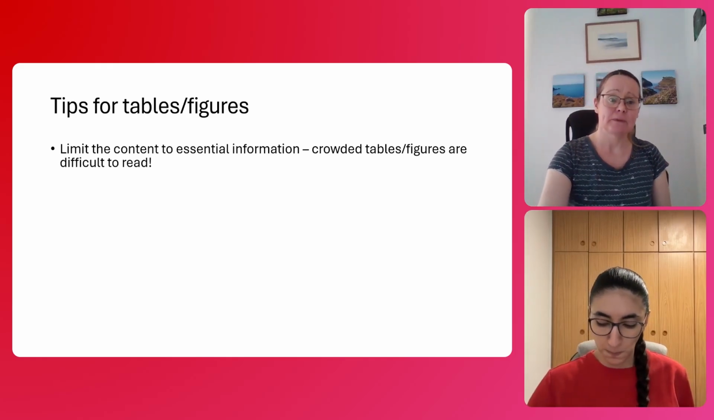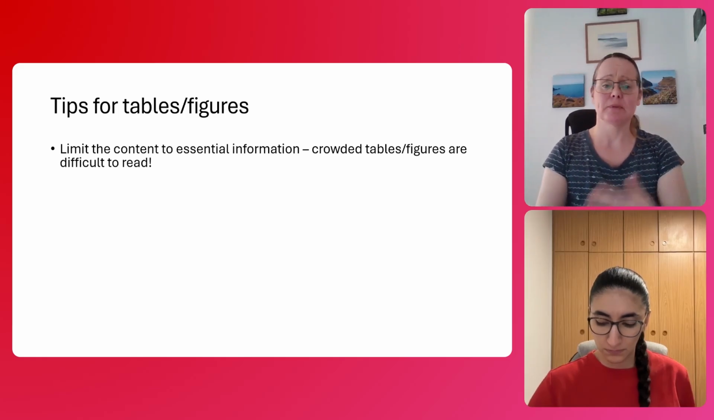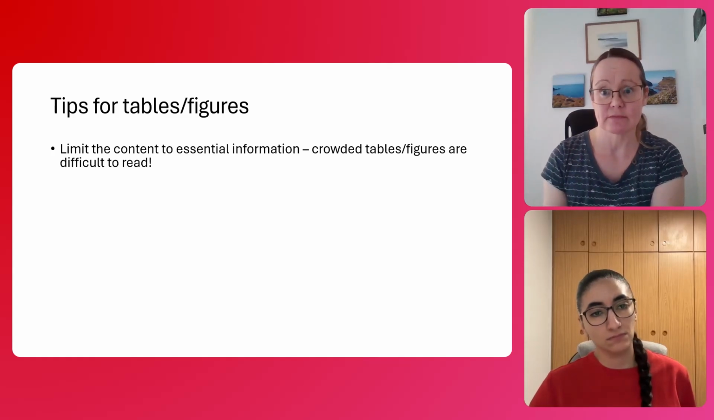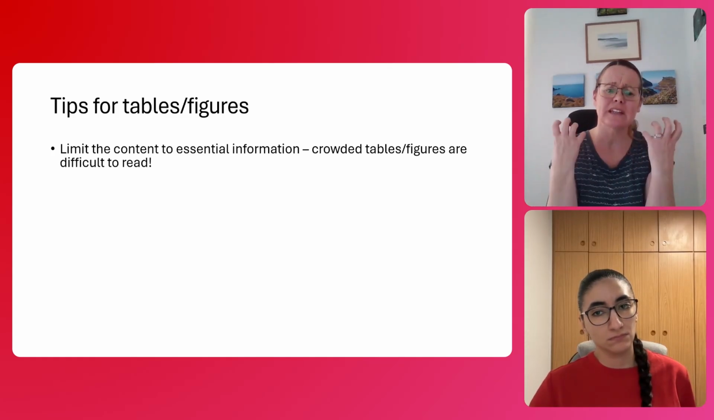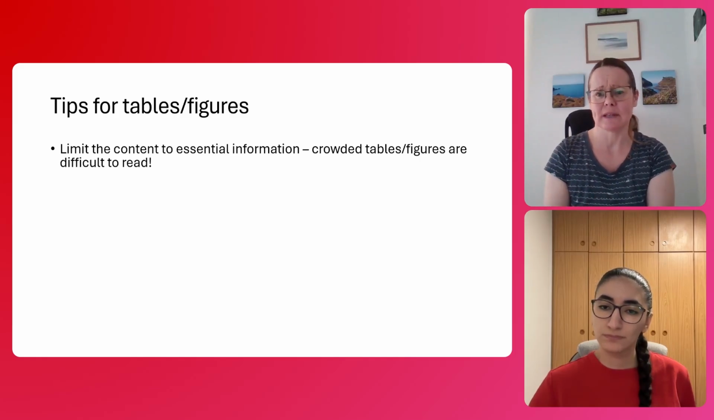My first tip is to limit the content that you present to essential information. Please don't see particularly your tables as a dumping ground for information. Okay, I don't really know what to do with this, I'll put it in table 1. Think carefully about what is the main message of this table. What do I want my reader to get out of it? And put essential information only.